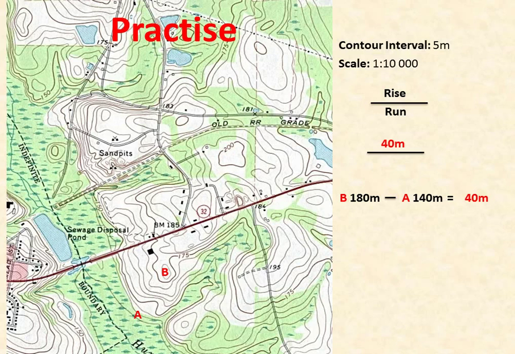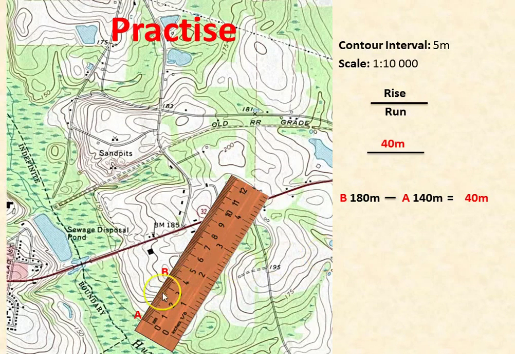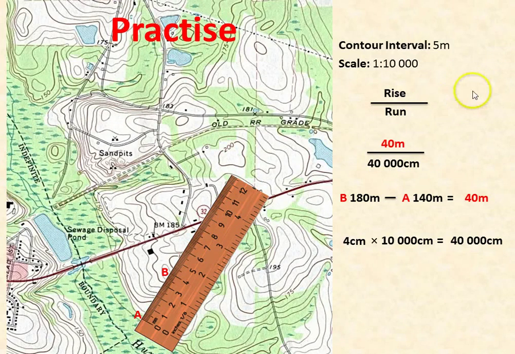Let's determine our run. To do that, we need to measure the distance between the two. Here on this ruler, it is clearly 4 centimeters. Every 1 centimeter is equal to 10,000 centimeters, so we times 4 centimeters by 10,000, which gives us 40,000 centimeters. So now we have our run, but here's the tricky bit. We're in different units. One is in meters and one is in centimeters. We have to have them in the same units. The easiest way is to cancel out 2 zeros from the centimeters, which converts it into meters. So we take the 2 zeros off, and that becomes 400 meters.